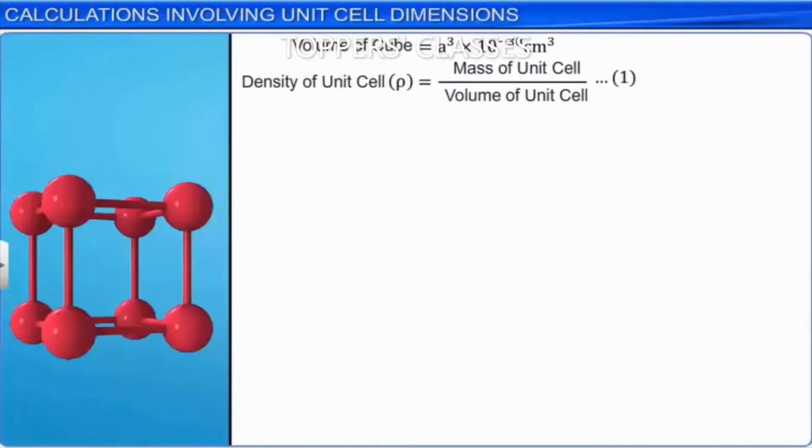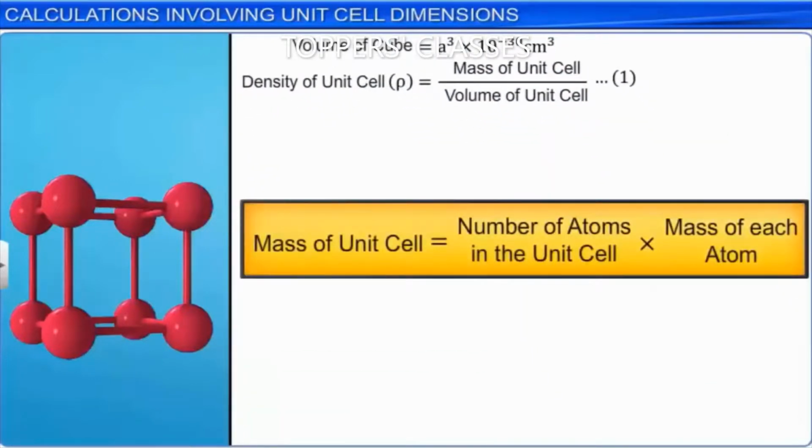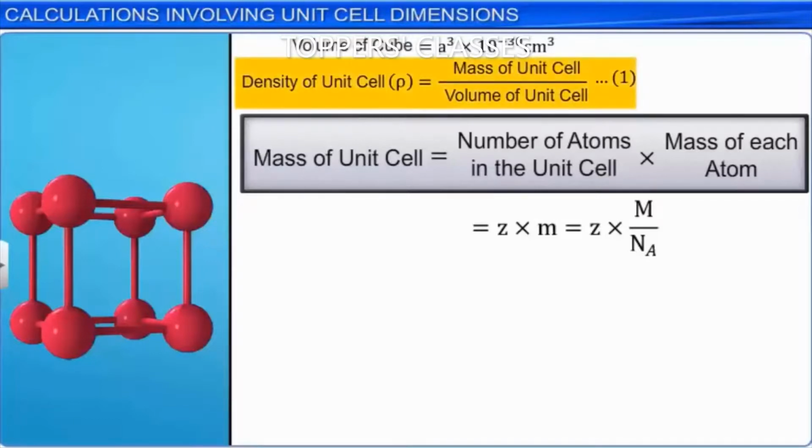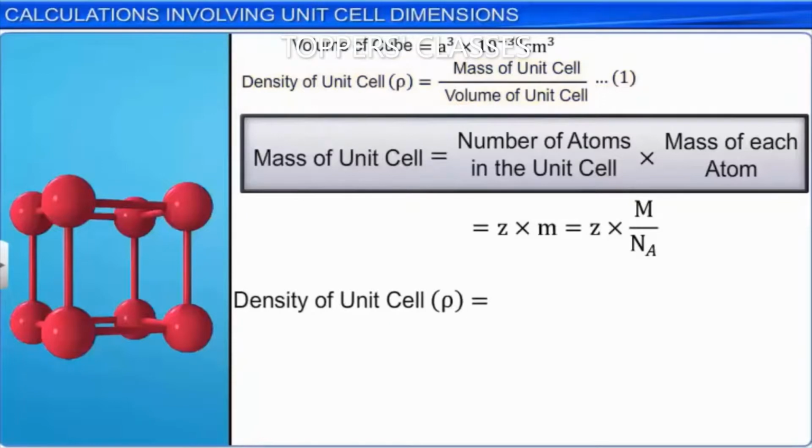Mass of a unit cell is equal to number of atoms in the unit cell into mass of each atom. That is, Z into m, where m is equal to atomic mass by Avogadro's number. Substituting the values in equation 1, we get rho is equal to Z into M divided by a cube into 10 to the power minus 30 into Avogadro's number grams per centimeter cube.